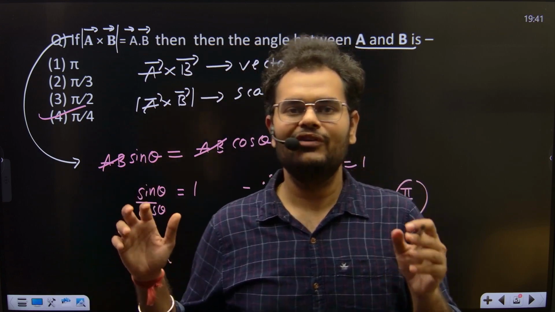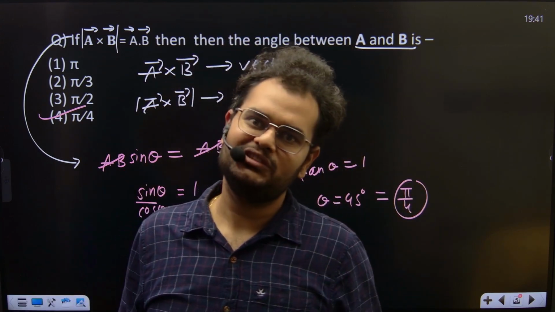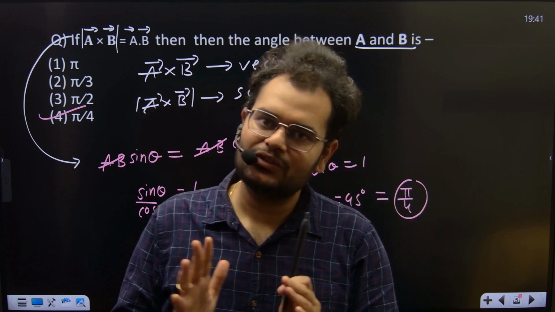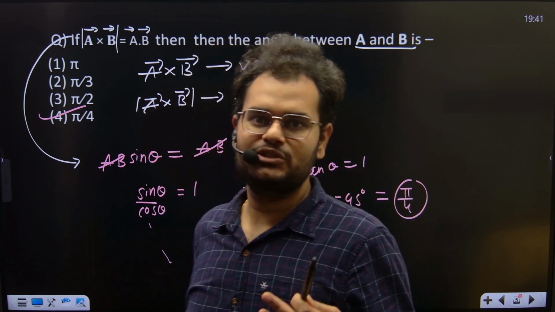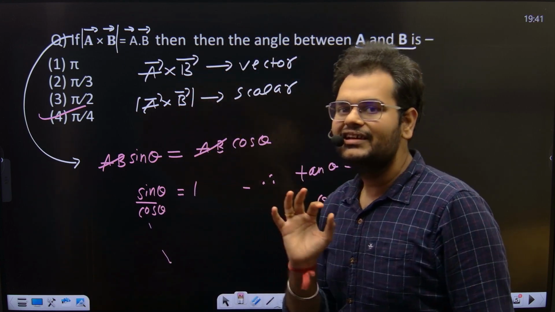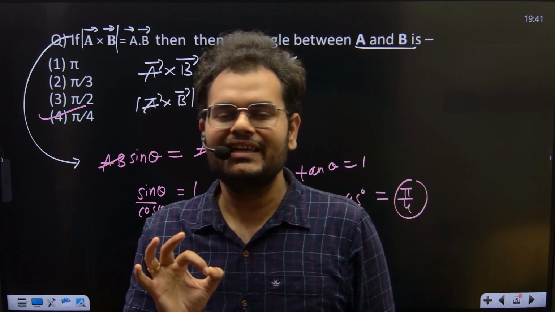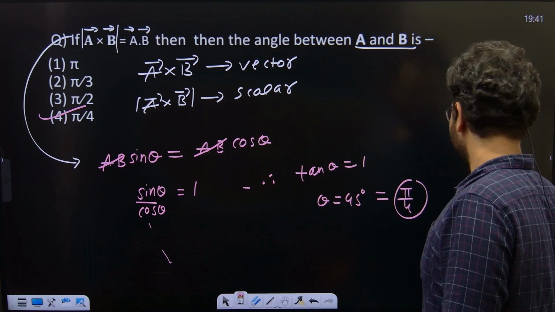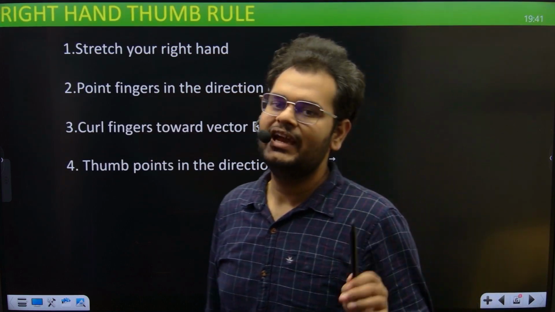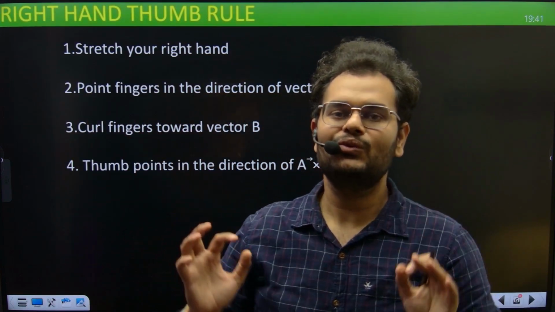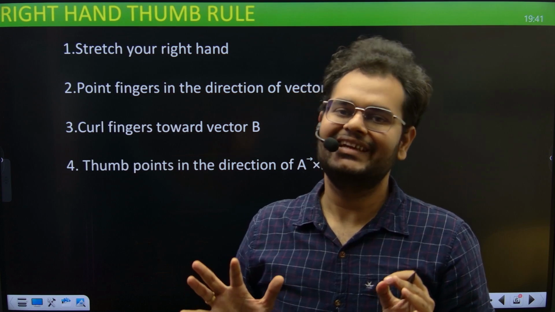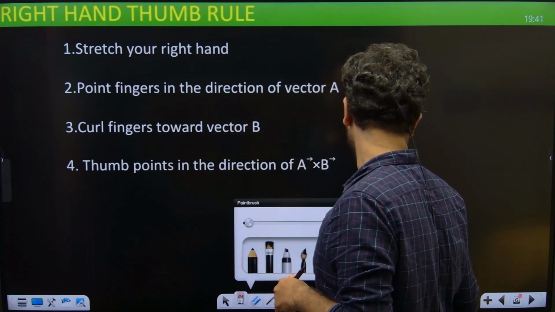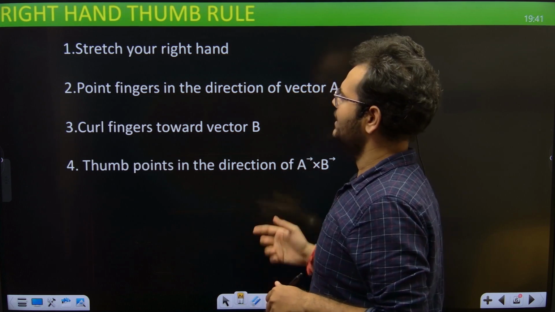With a simple one formula, see how different kind of questions can be asked. This was only about magnitude of cross product, that what type of questions can be asked. But the real heart of cross product lies in its direction. If you don't know direction, then you don't know cross product. And for direction, there is a beautiful rule called as right hand thumb rule. Okay, let us try to understand this. What is meaning of this right hand thumb rule?